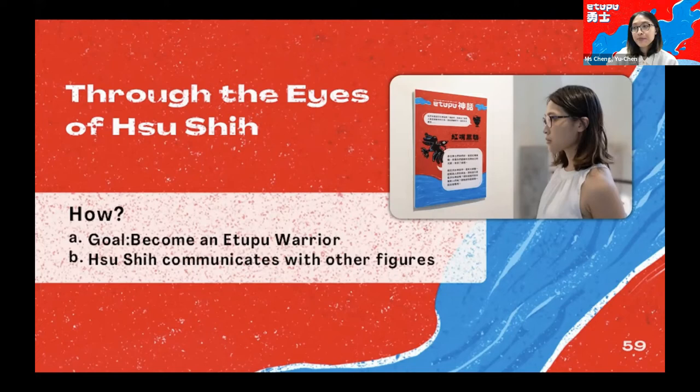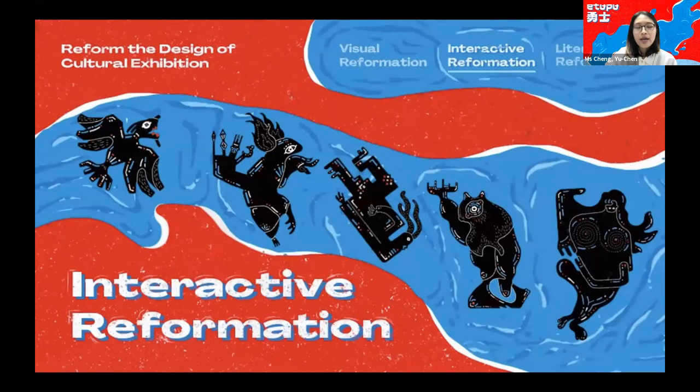So the next part is interactive reformation. We have lots of interactive devices in our exhibition because our target audience are kids. So we really want to make our exhibition fun and playful. In this part, I will explain how we reform the knowledge and legend to make an interactive device. Okay, next.